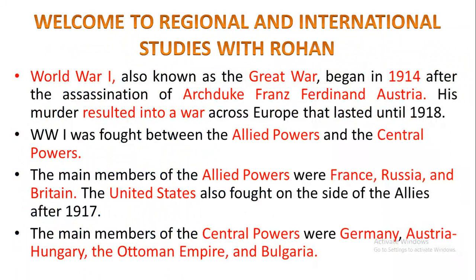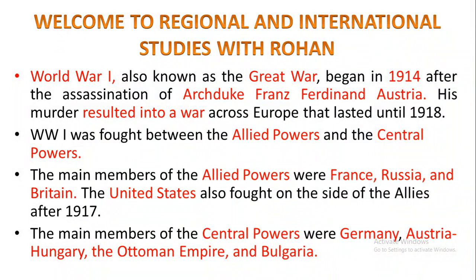So let's start. First, I would like to tell you that World War I, also known as the Great War, started in 1914 after the assassination of the Archduke Franz Ferdinand of Austria. That murder resulted in a war across Europe that lasted until 1918, and World War I was fought between the Allied Powers and the Central Powers.